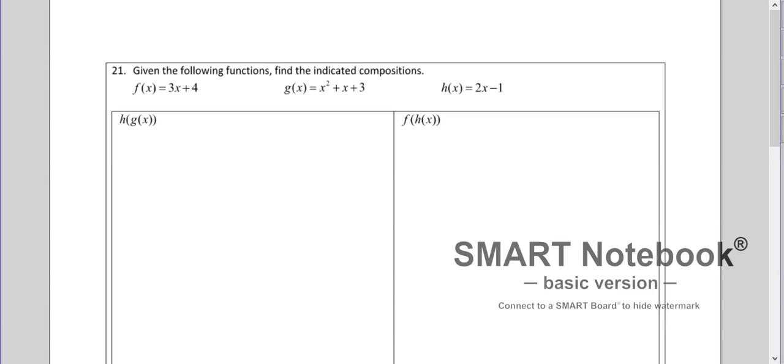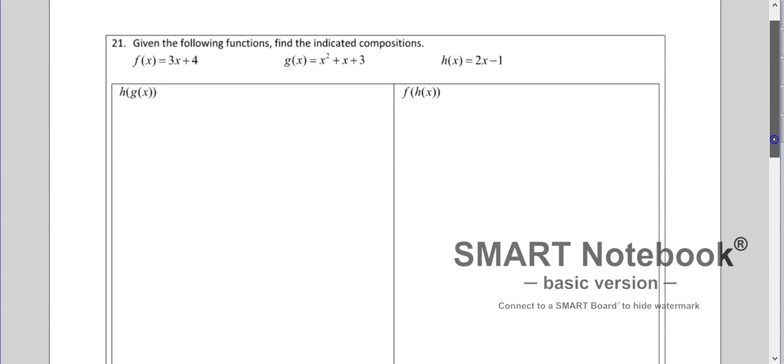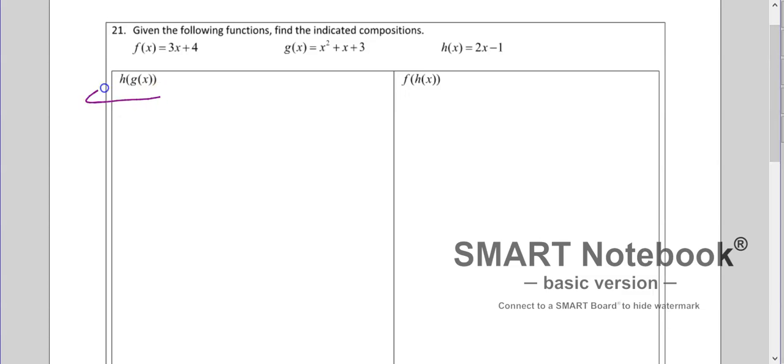Okay. Given the following functions, find the indicated compositions. So remember, we're going this way. So we're plugging g into h. So we're going to write 2 something minus 1 and just put x squared plus x plus 3 in here. So g went into h.